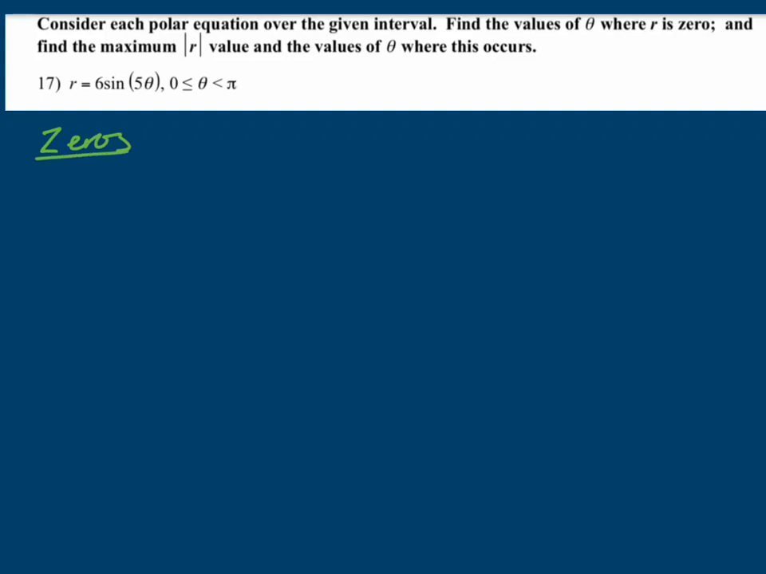So the zeros would be: set the equation equal to 0. 0 equals 6 sine 5 theta. Now notice it's between 0 and theta less than pi. That means you only go to pi, and you don't even go to pi. You go right before pi. So we'll talk about that in a second.